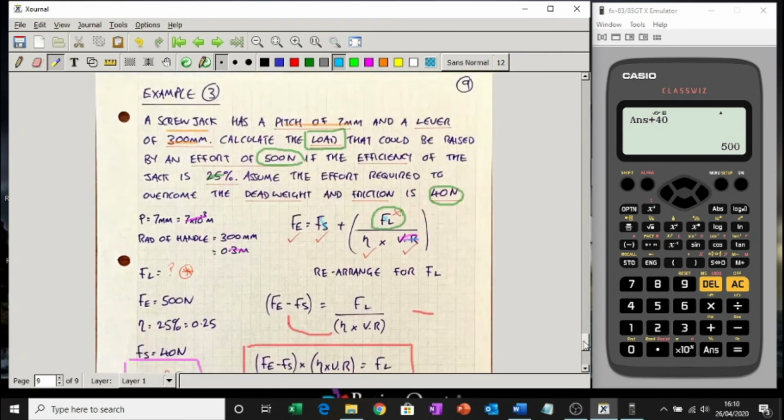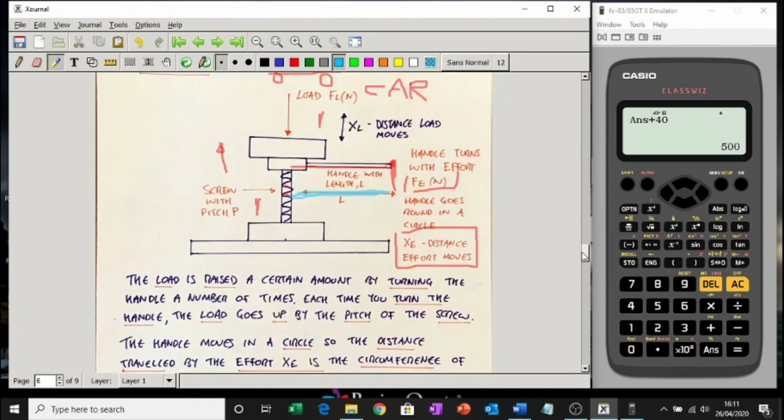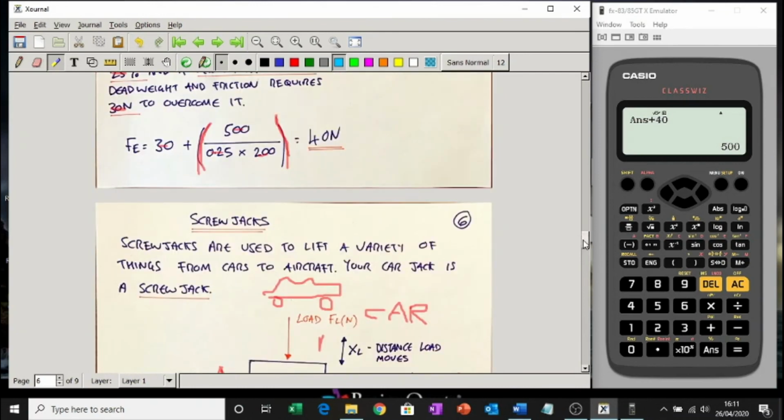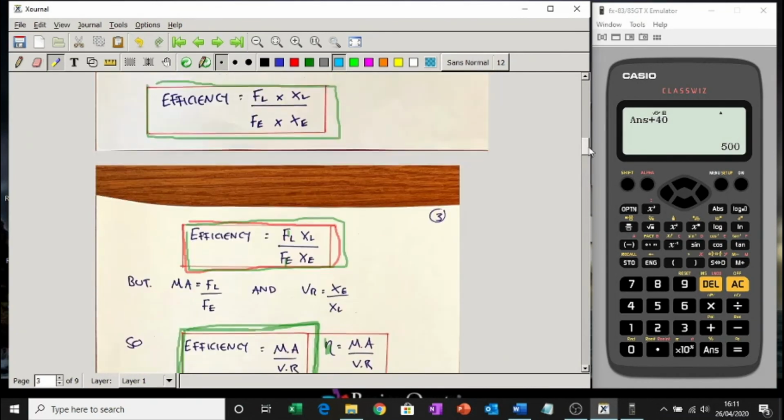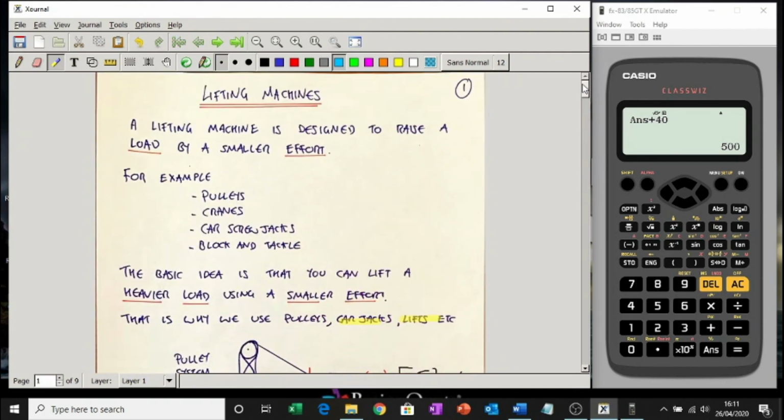So that is law of the machine's, velocity ratio, efficiencies, screw jacks, etc. There will be questions in your assignment on this, and I'll put some questions for you to do. But for now, practice, practice, practice.